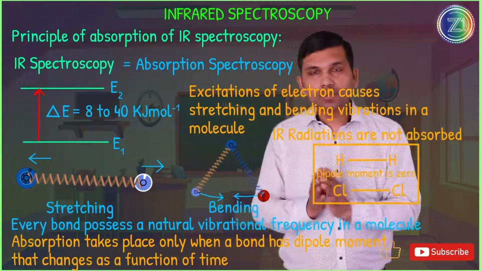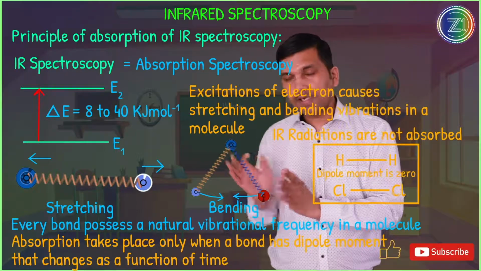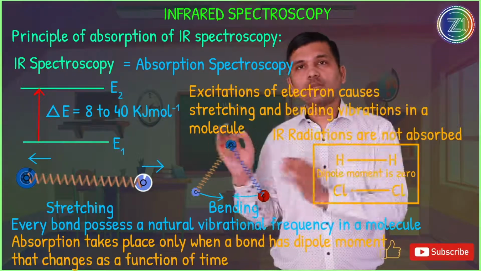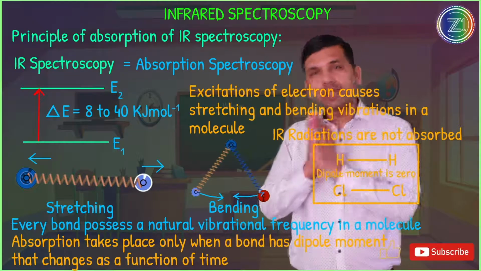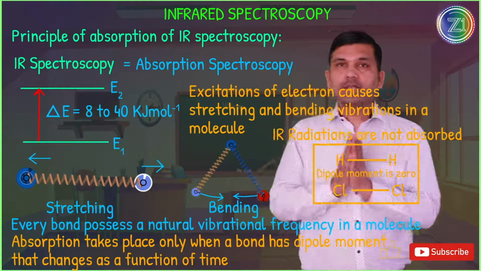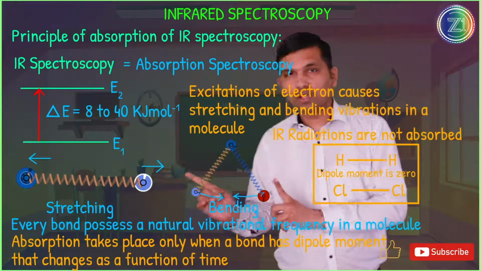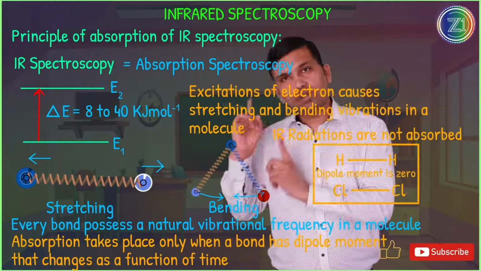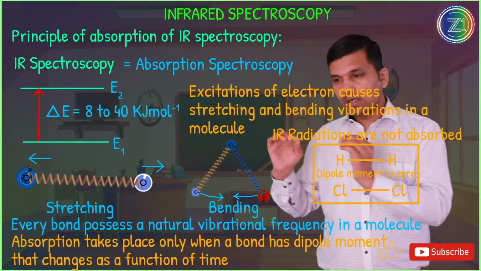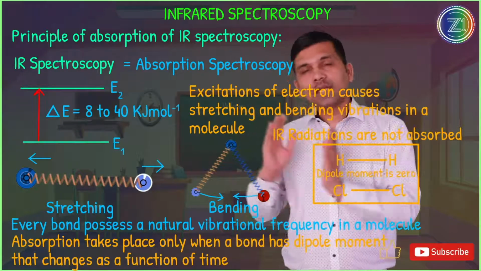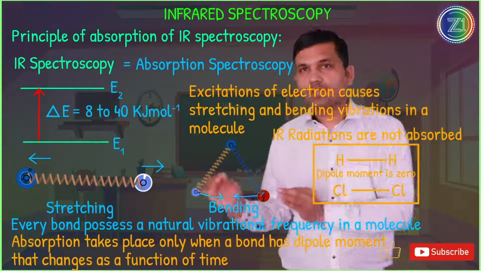The basic principle behind IR spectroscopy is only this: only those molecules which have a net dipole moment are going to absorb IR radiations. And the second thing to remember is the net dipole moment of a bond. If a bond has at least a net dipole moment, then and only then will it absorb the radiations.